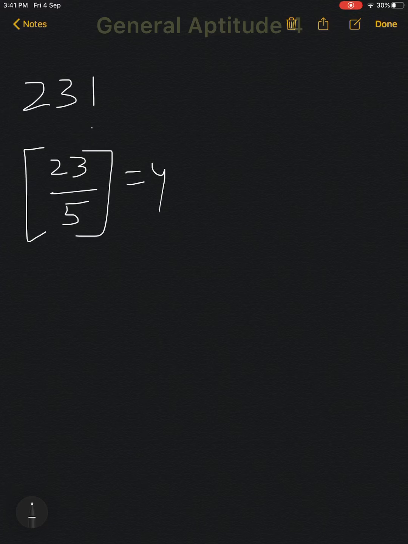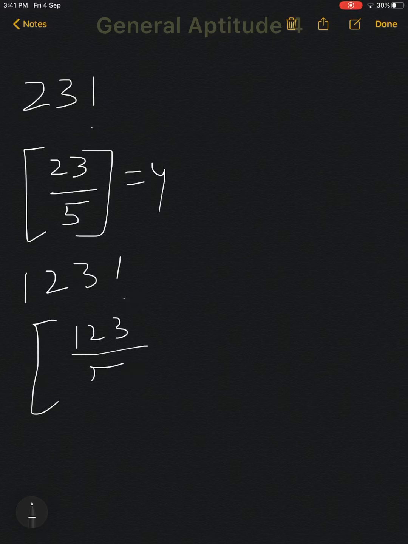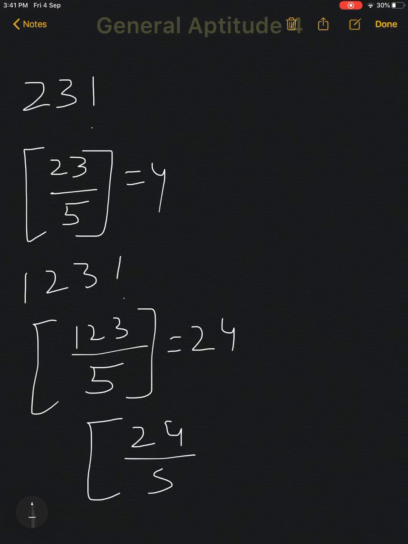So here there will be 4 trailing zeros. And suppose you have 123 factorial, then you have to divide 123 by 5. You will get 24. Clear? So 24 is definitely greater than 5. Again you have to divide 24 by 5. Here you are getting again 4.